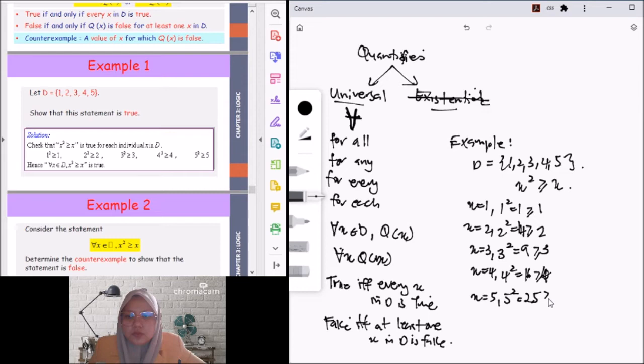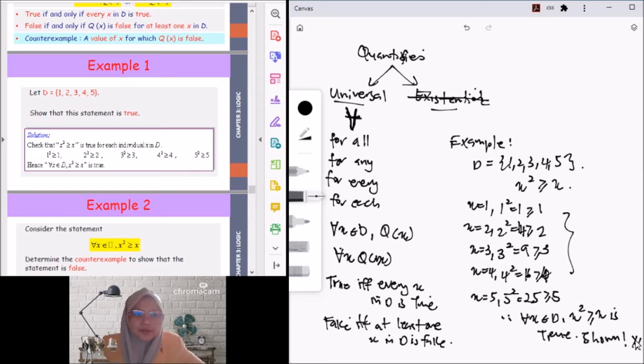So all x satisfy these conditions. Hence, we can conclude that for all x in D, x squared is more than or equal to x is true. Alright, so that is the universal quantifier.